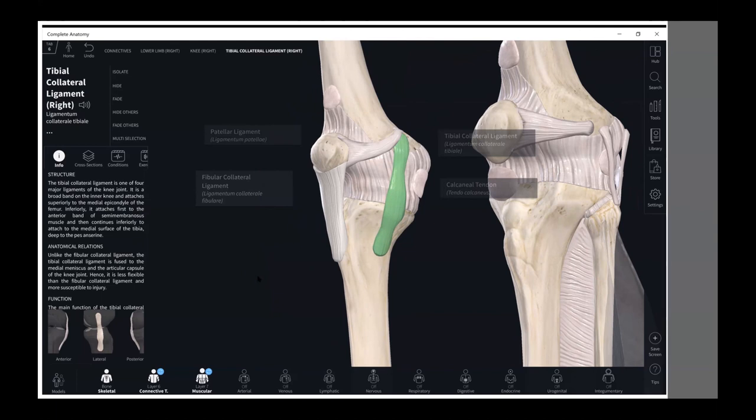Unlike the fibular collateral ligament, the tibial or medial collateral ligament is fused to the medial meniscus and the articular capsule of the knee joint. Hence, it is less flexible than the fibular collateral ligament, and it's more susceptible to injury.